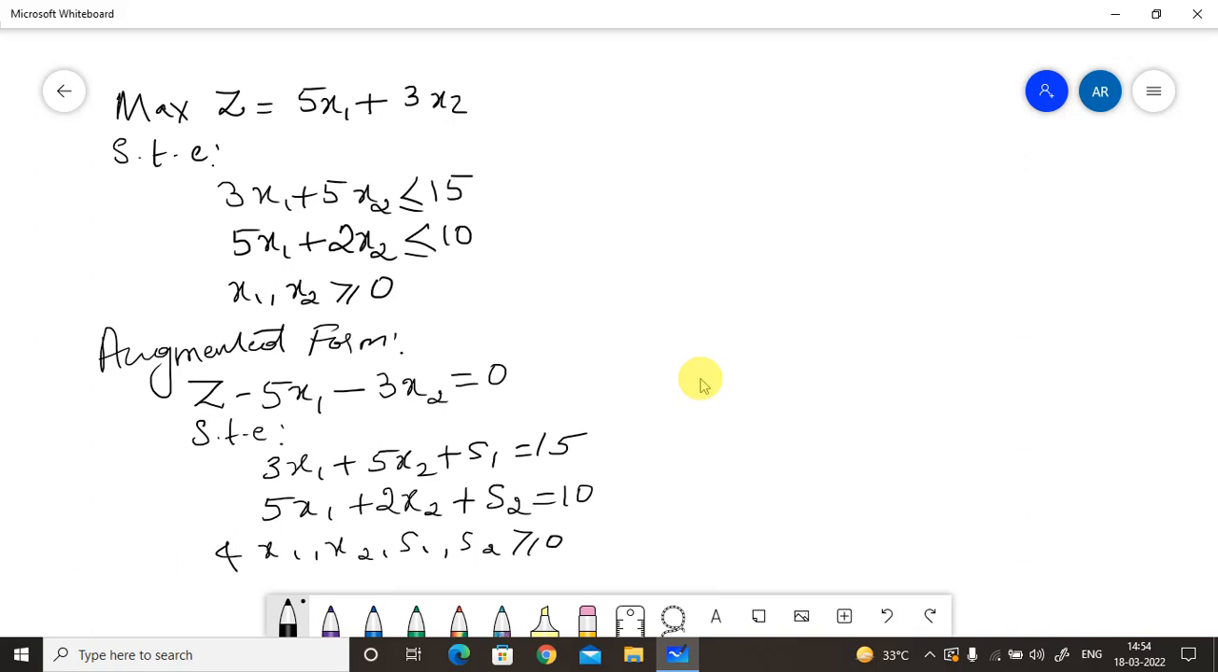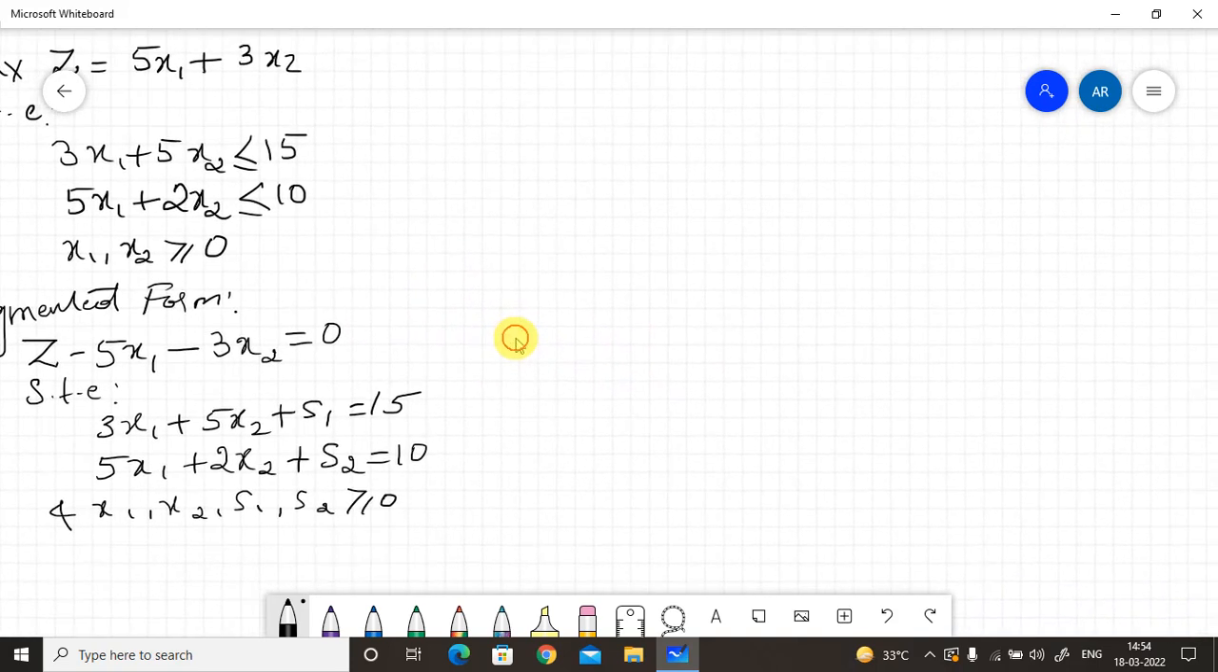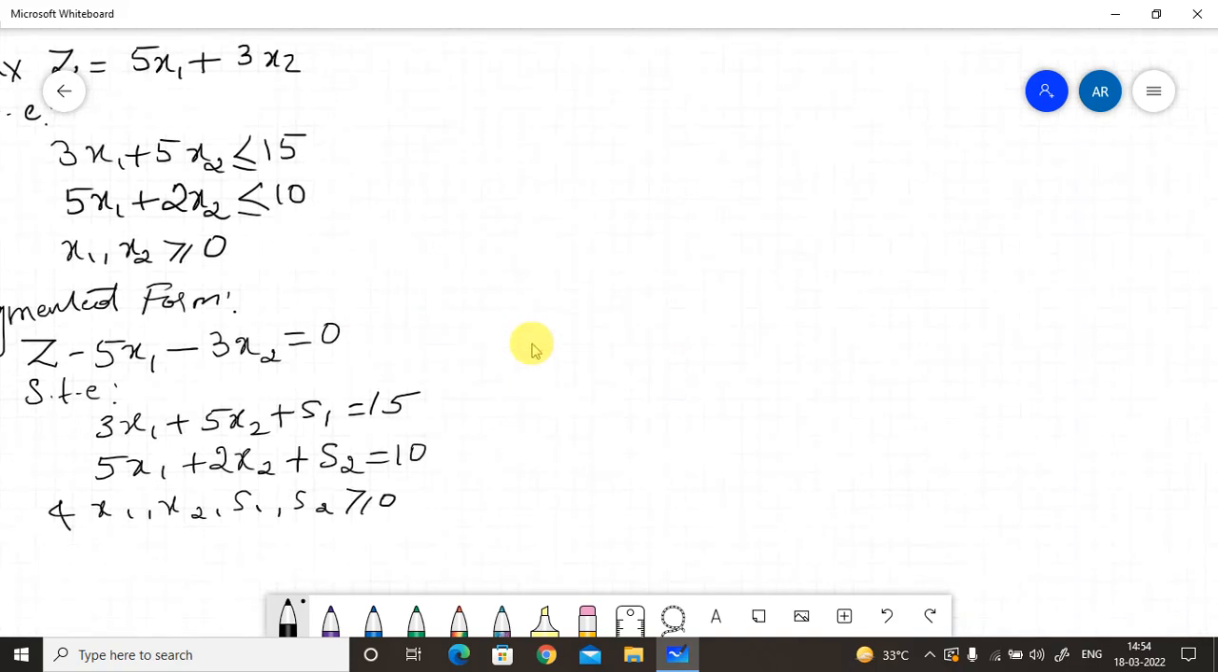Now after we convert this into the augmented form, we are going to solve this problem using the tableau simplex method. Okay, now let us do that. Since we have 4 variables, in which 2 are non-basic variables and 2 are basic variables, considering all this, we will draw the simplex table and we will solve the problem. So let us write the column headers for the given problem.